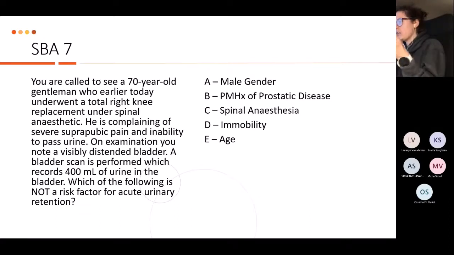Spinal anesthesia, you're affecting the nerves that control micturition, so urination. And so often after spinal anesthetic, people are at higher risk of going into retention as well. Immobility, it's definitely mixed in with this, but in itself is not necessarily something we recognize as a risk factor. Although if it causes constipation, then the constipation might contribute to someone being more likely to be in retention.